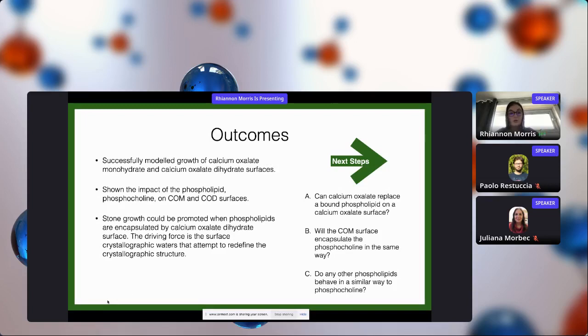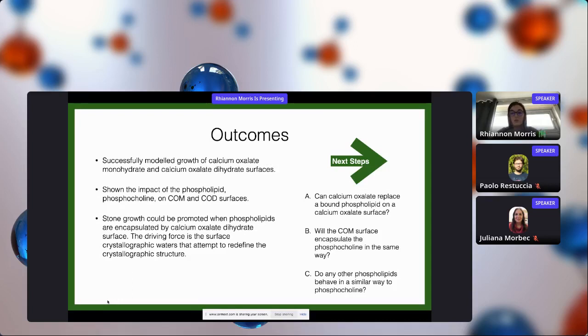oxalate dihydrate surfaces. And we've shown the impact of phospholipid phosphocholine on both the calcium oxalate monohydrate and calcium oxalate dihydrate surfaces. And I've also shown that the stone growth can be promoted when phospholipids are encapsulated by calcium oxalate dihydrate surfaces. And the driving force for this is that the crystallographic waters are attempting to redefine the crystallographic structure.